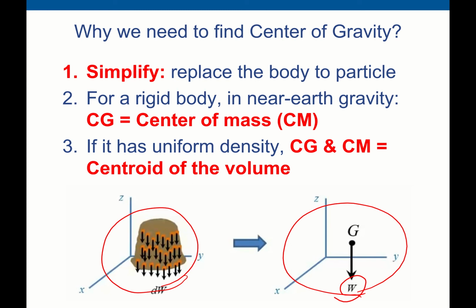The second reason, well, this is not a reason, this is just information. For a rigid body in near Earth gravity, center of gravity is equal to center of mass. And also, if the object has a uniform density, then the center of gravity, the center of mass, is equal to the centroid of the volume.